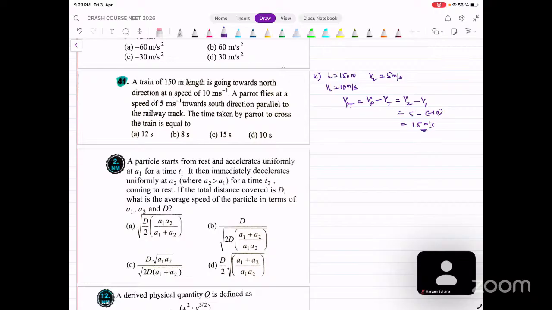So time taken to cross this length of the train will be equal to how much for me? S is equal to V into T. Now he is asking me time. Time is equal to distance, which is L, divided by V relative. Length is 150 meters divided by 15, relative velocity. That means it will be equal to 10 seconds. Fourth option will be the answer for that. Am I clear?